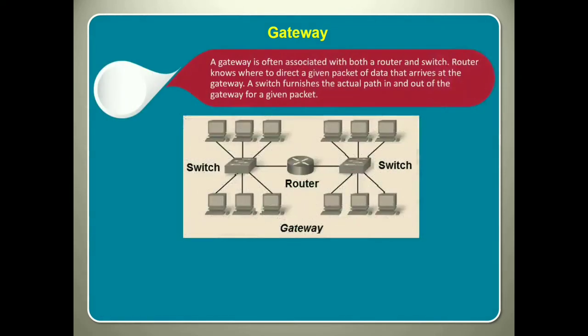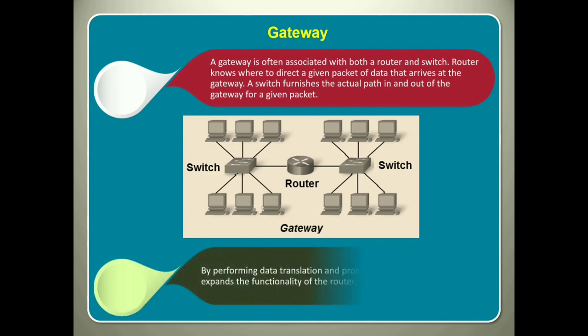A gateway is often associated with both a router and switch. Router knows where to direct a given packet of data that arrives at the gateway, and a switch furnishes the actual path in and out of the gateway for a given packet. By performing data translation and protocol conversion, gateway expands the functionality of the router.